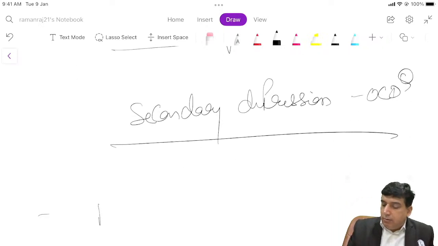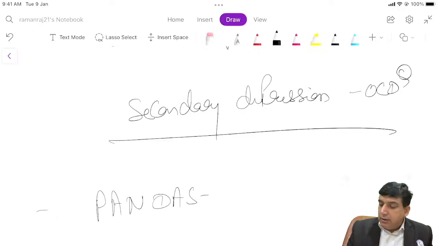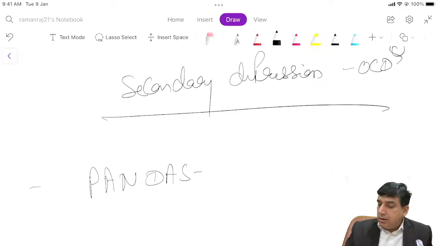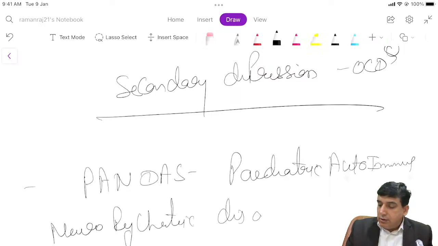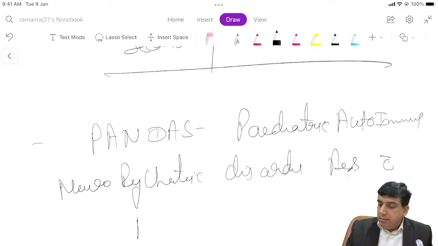Please remember one more important thing: PANDAS. PANDAS is what? Pediatric autoimmune neuropsychiatric disorder associated with beta hemolytic streptococci.